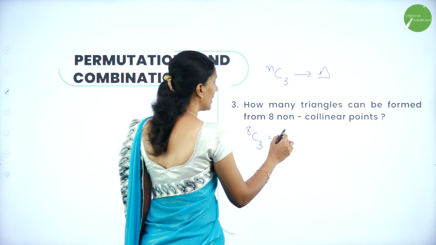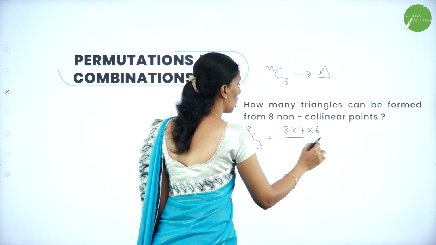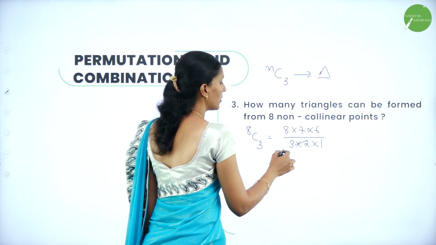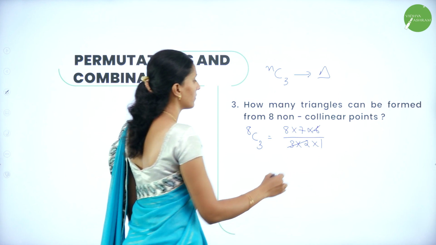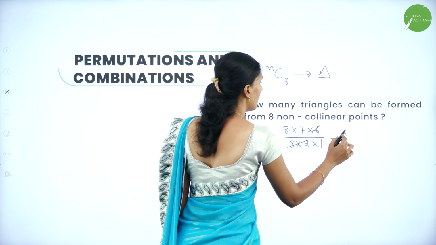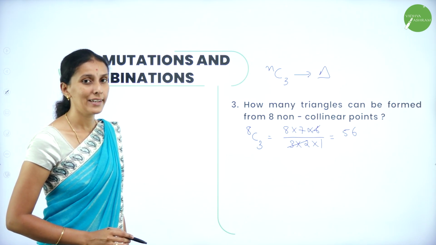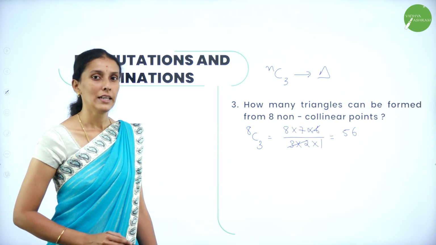8C3 is given by 3 factors, 8, 7, 6 over 3, 2, 1. 3 2s are 6, the 6 gets cancelled. Next, 56. So how many triangles can you form using 8 non-collinear points? 56 triangles you can form. Next question.